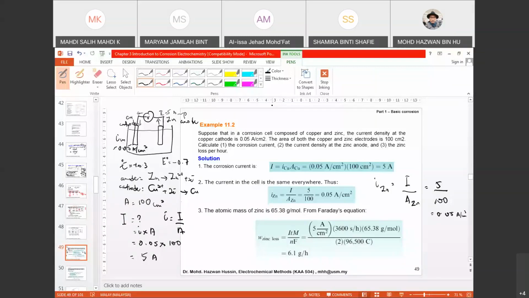So what will be the formula? If you still remember, the formula is m equals I t M over n F. I is the current, t is the time, and M is the molecular weight of the metal. n is basically the valency and F is Faraday's constant.